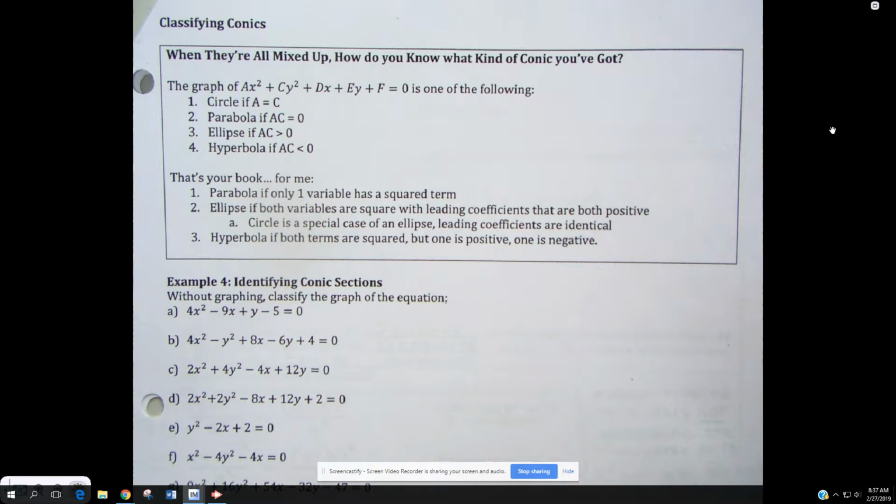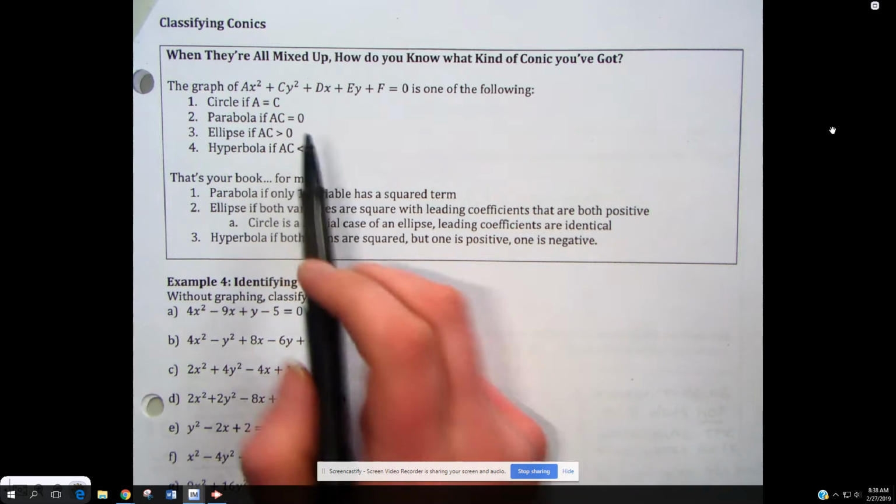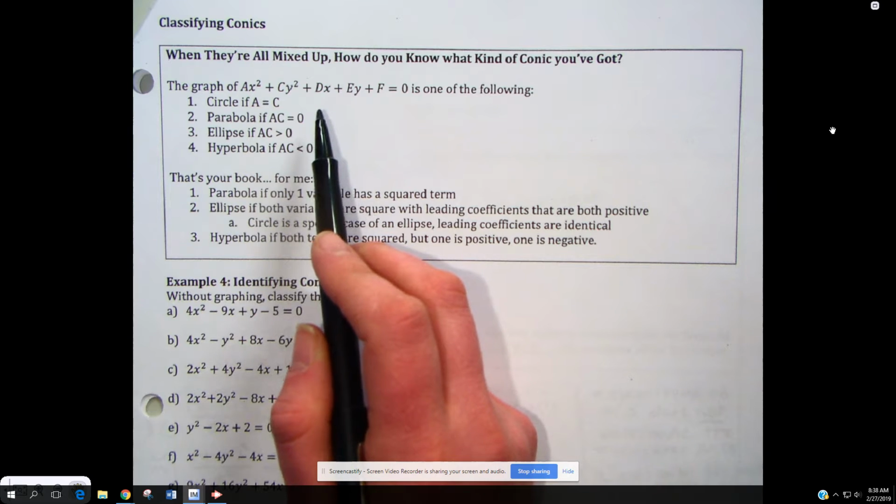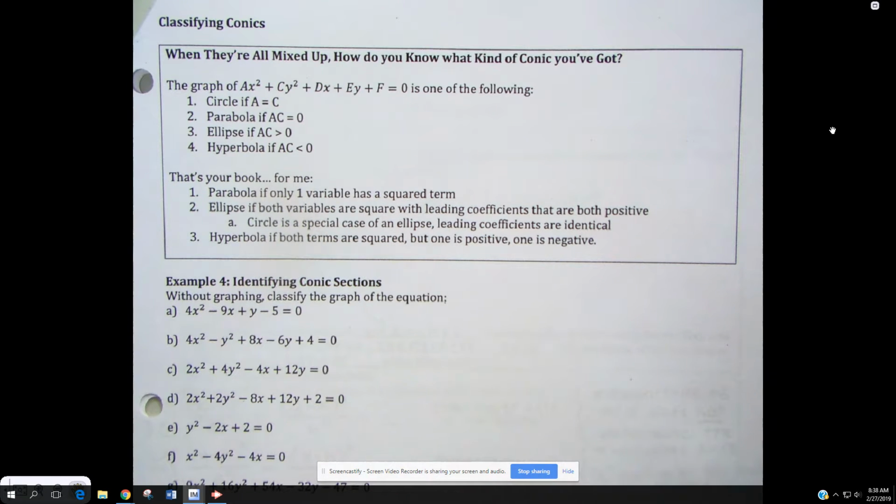All right, guys, last thing, classifying conics. On a standardized test, really anywhere, if you run across a conic, it might not be labeled as what it is. So you've got to be able to look at the equation and decide for yourself, well, what am I graphing? Because the methods for graphing a circle versus a parabola versus an ellipse versus a hyperbola are all quite different. So this is what your book outlines.